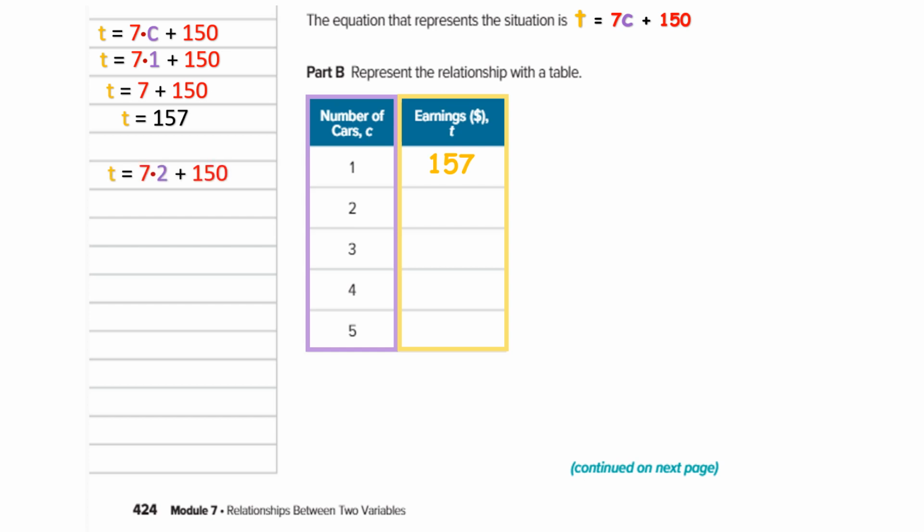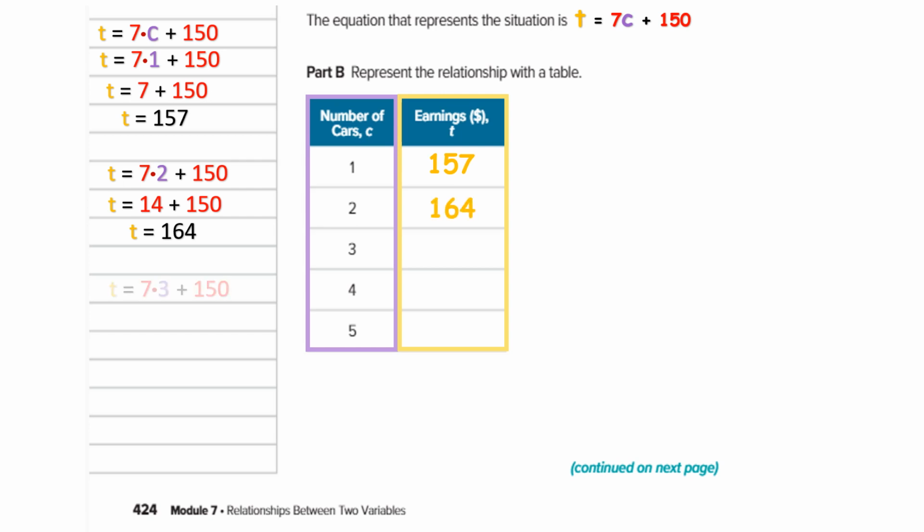Well, what if I wash two cars? So I plug that into my equation, and now I have T is equal to 7 times 2 plus 150. Once again, I do multiplication and division before I do addition and subtraction. So I'm going to take 7 times 2. That's going to give me 14. I add my original 150, and I end up that T, my total, if I only get to wash two cars, is going to be $164.